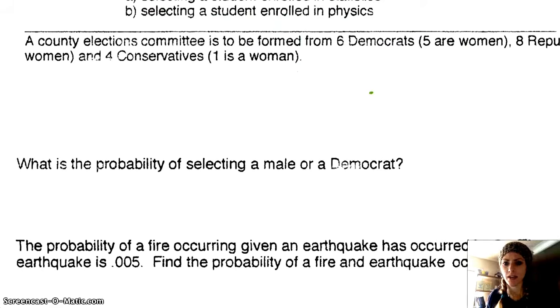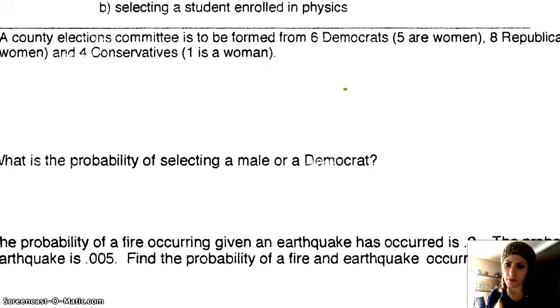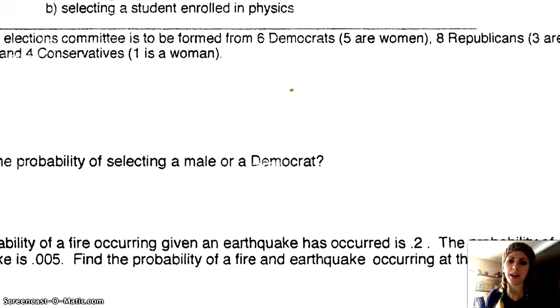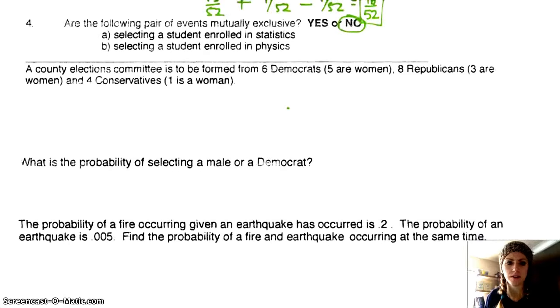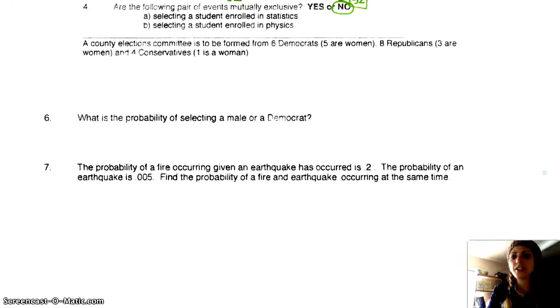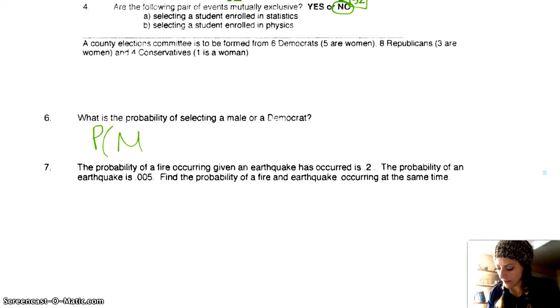Okay, you have 6 Democrats, 5 that are women, which means 1 man, 8 Republicans, 3 are women, and 4 conservatives, 1 is a woman. Alright, so in order to solve the first question, what's the probability of selecting a male or a Democrat? We need to know the probability of selecting a male first. Okay, so probability of selecting a male.